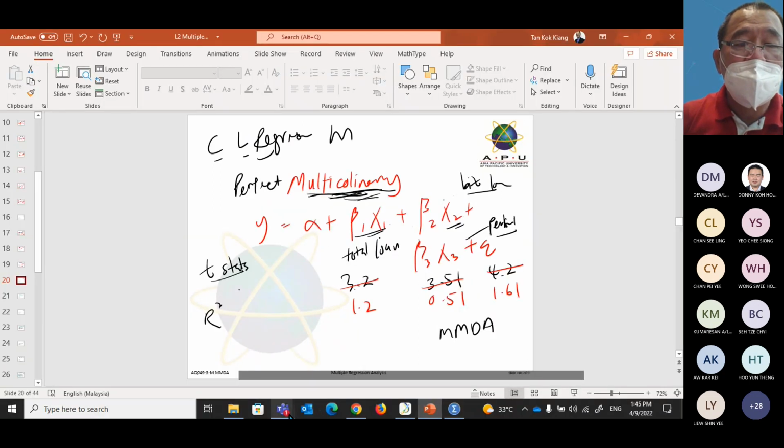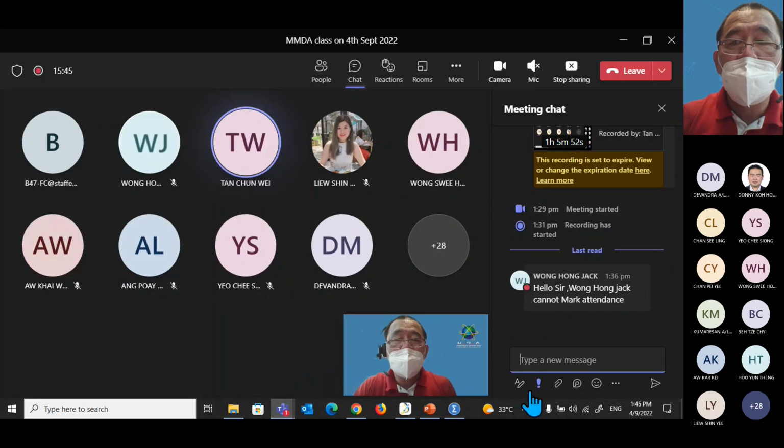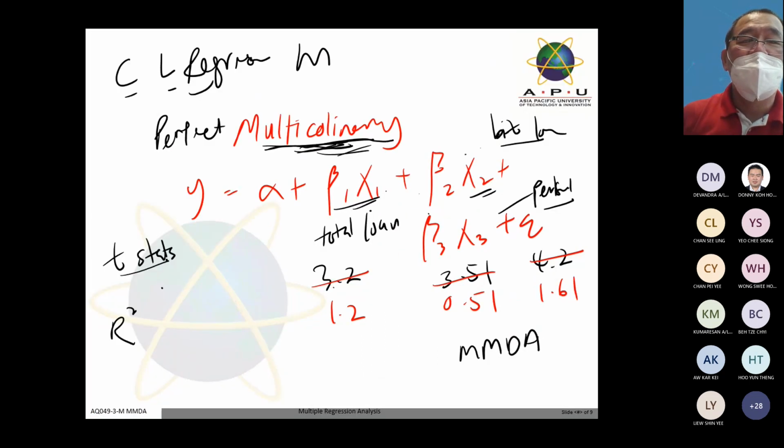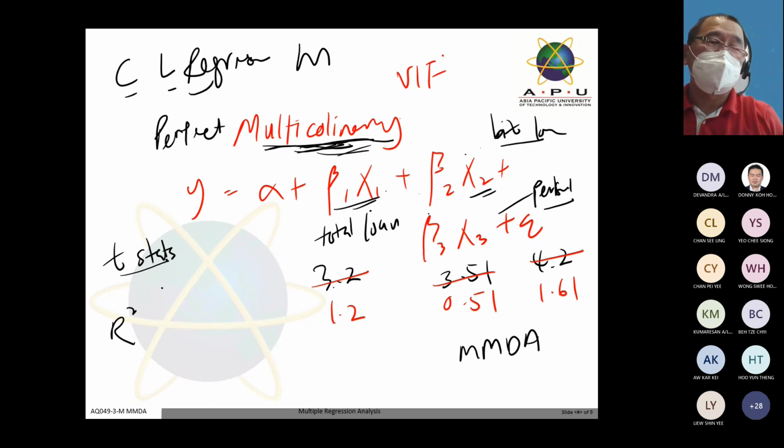So, sir, how to detect this multicollinearity? I mean, sometimes it's obvious, as you said, but if some variables are not so obvious, how to know? Yeah, don't worry. You see this one first. We can use the VIF. This one for sure we will discuss. Should be today.